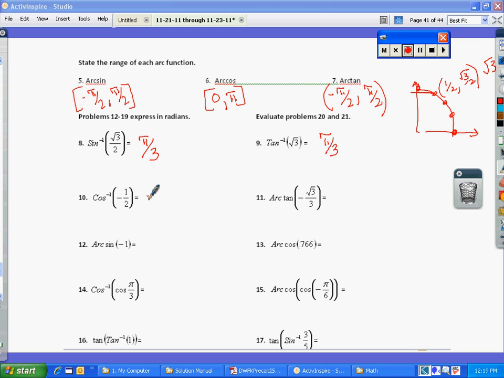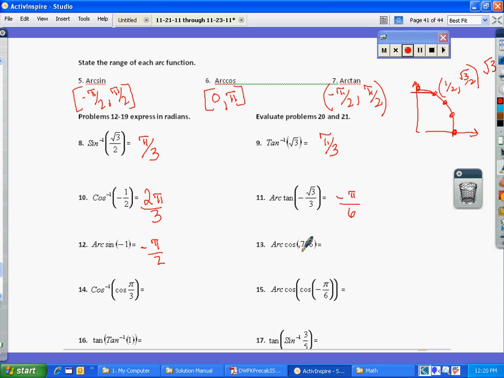Okay, so for number 10, you're looking for the cosine inverse of negative 1/2, so that has to be in the second quadrant. So that's going to be where you get the cosine value of 1/2, which is going to actually be a reflection of right over this axis here. So that's going to wind up being 2 pi over 3. The inverse tangent of negative root 3 over 3, that means you're in the fourth quadrant, which means you're going to state it as a negative pi over 6. The arc sine of negative 1, so where do you get negative 1? You get that at negative pi over 2.